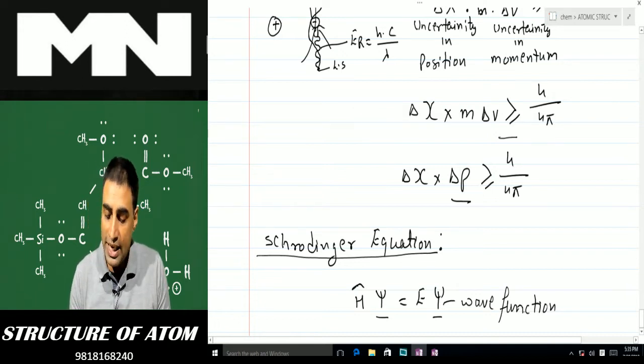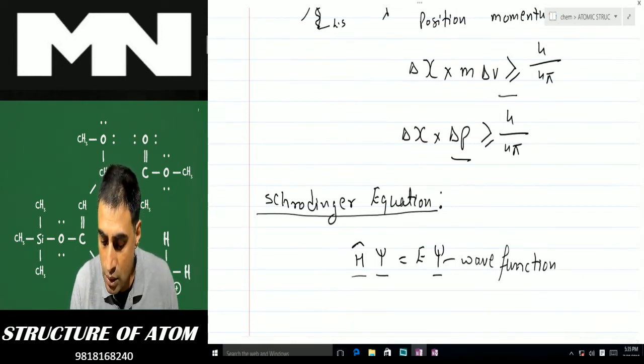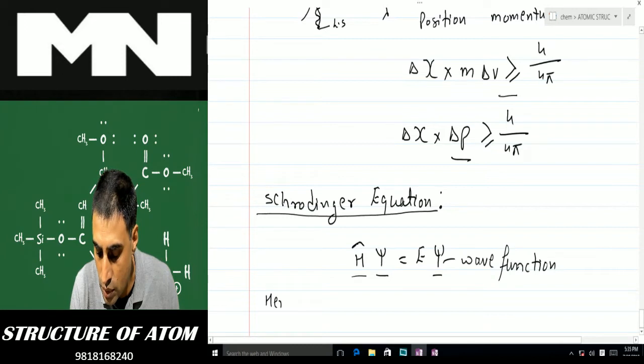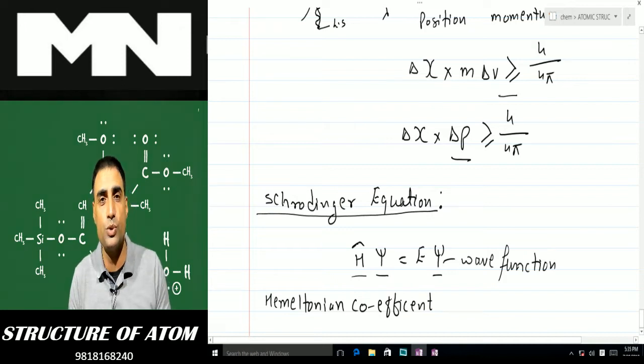Here you'll see h cap. This is the Hamiltonian coefficient. A coefficient is a value which, when multiplied with an operator, gives you a particular property of an electron. Like Hamiltonian coefficient, when it is multiplied by an operator, that is I, it will give you the energy of the electron.